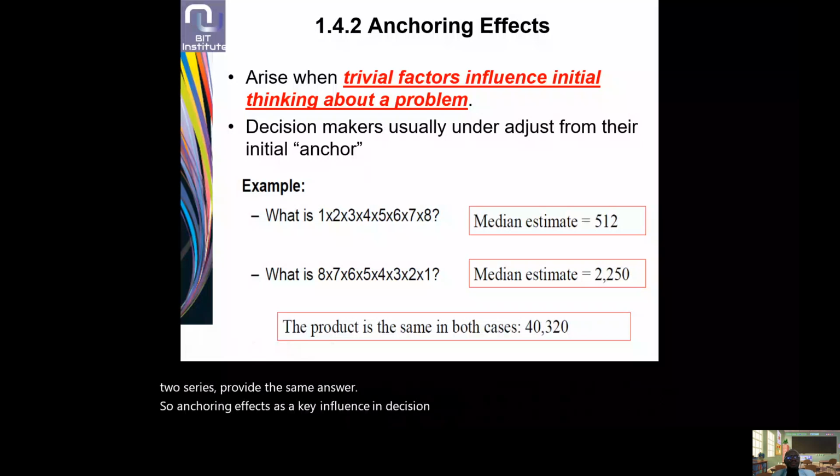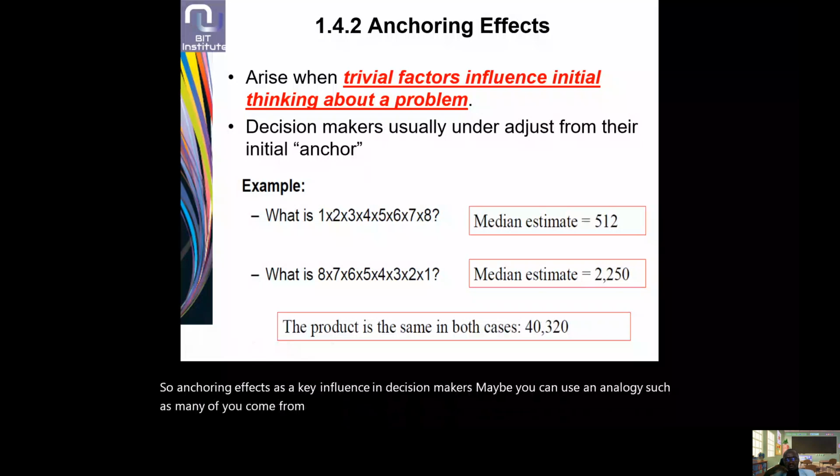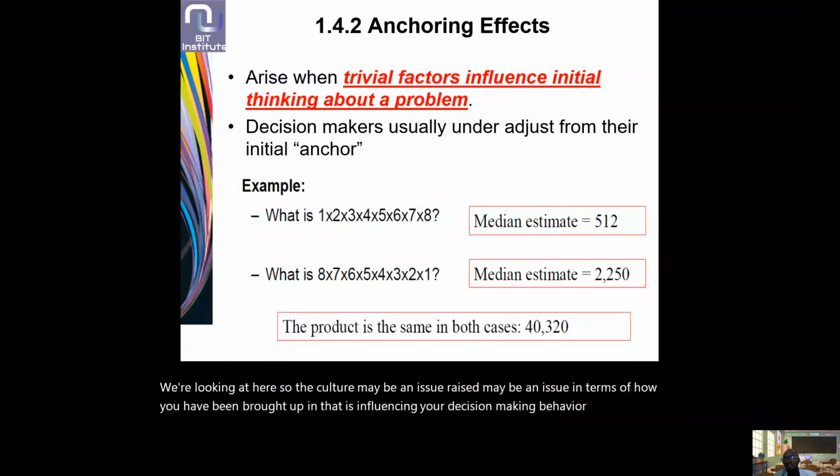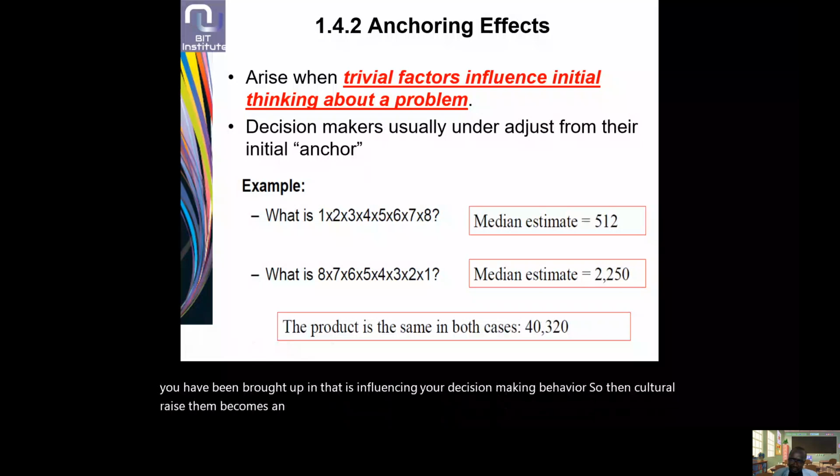Maybe you can use an analogy, such as, many of you come from different cultures or you are from different races. Sometimes the way you have been brought up influences how you make decisions. Now, if that culture is influencing your decision making, then culture becomes an anchor. Whether it is good or bad, it is the anchoring effect that we are looking at here. So culture may be an issue, race may be an issue in terms of how you have been brought up and how that is influencing your decision-making behavior. So then culture or race becomes an anchor to how you make decisions.